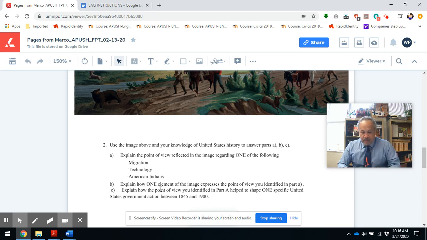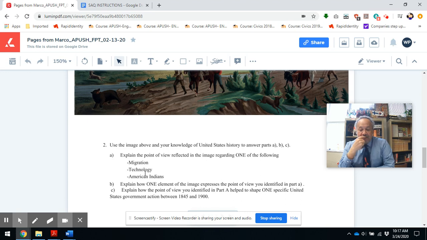I'm going to read all three. Briefly explain how one element of the image expresses the point of view you identified. Really, A and B are very similar, so B I can answer almost in A, so I'm going to leave that out. I'm going to use more of the images: what's shown in the image that I need to prove my point of view about the American Indians. You get that? So that's why sometimes it's good to briefly read all three.